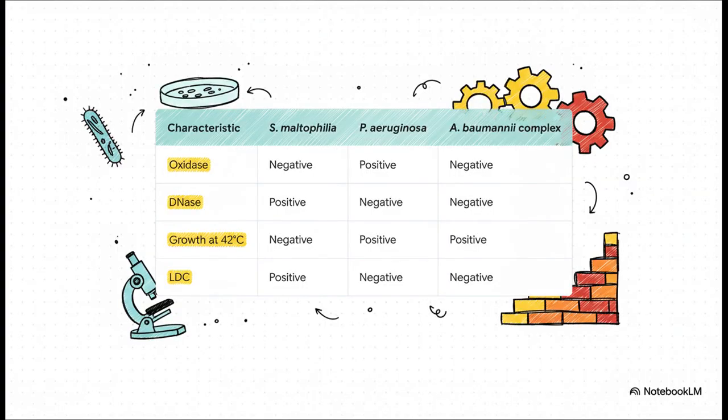That negative oxidase reaction is, of course, the big first clue that separates it from Pseudomonas aeruginosa. But the real one-two punch that clinches the ID is the combination of being positive for both DNase and lysine decarboxylase. That unique profile really sets it apart from both Pseudomonas aeruginosa and the Acinetobacter baumannii complex.